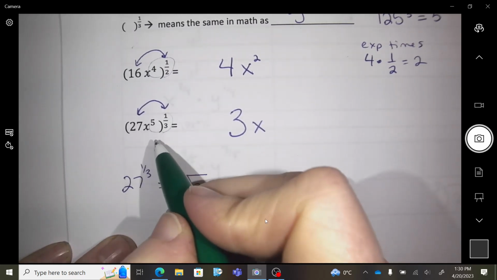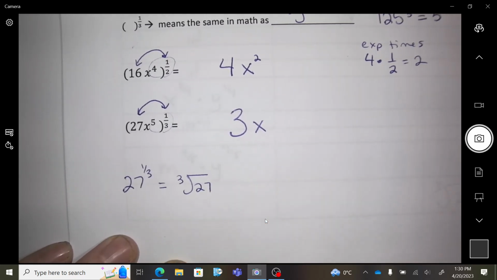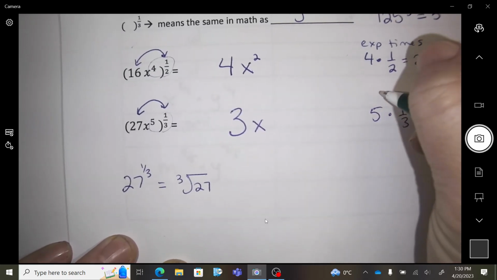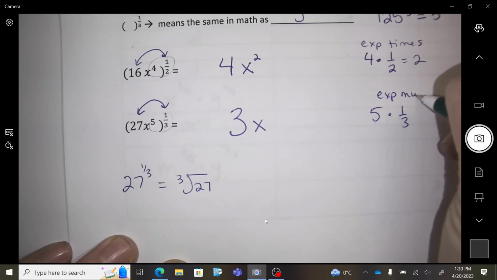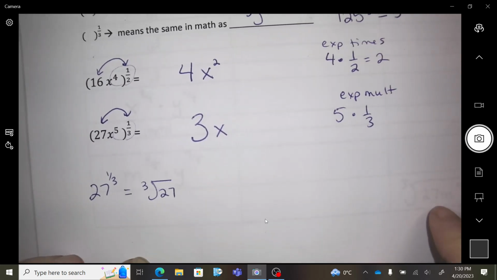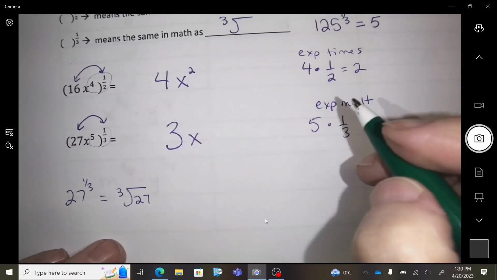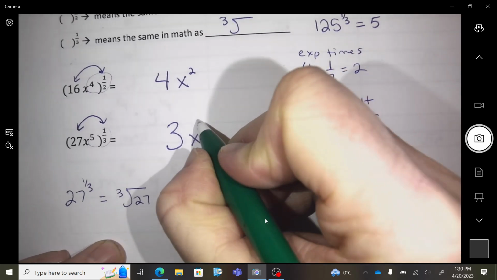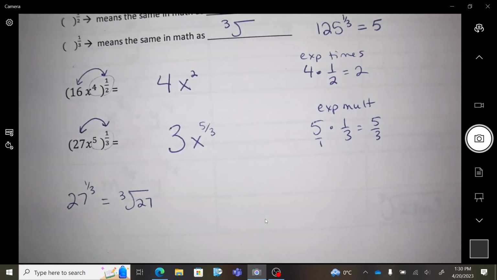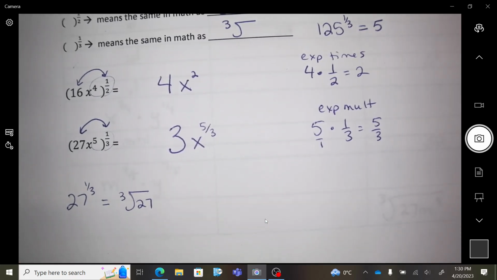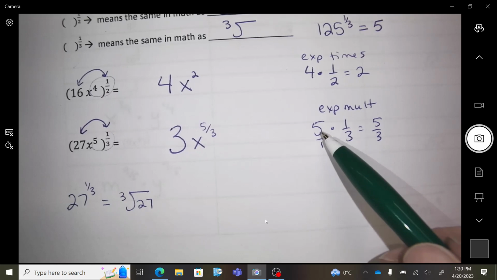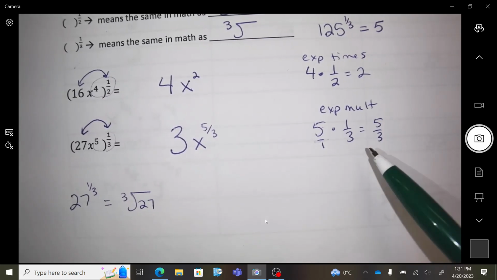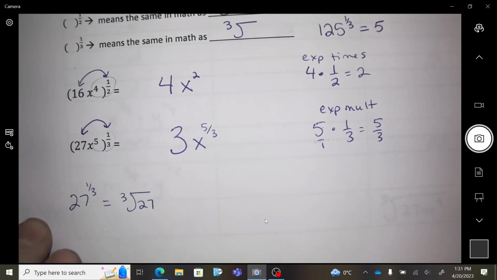And then, power rule? The exponents have to multiply. So I get 5 times 1/3, which equals 5/3. So I just am thinking of 5 as a 5 over 1. So 5 is the top, 3 is the bottom. 5/3.